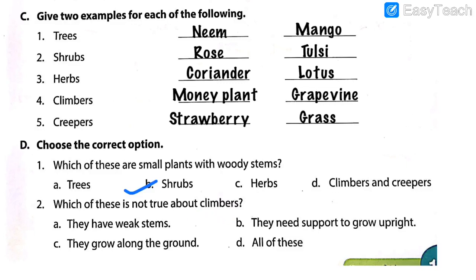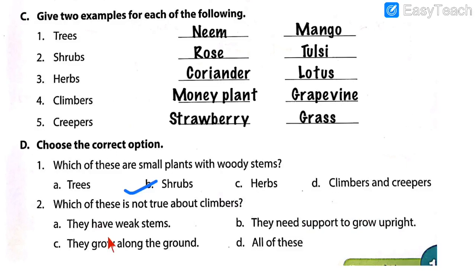So there are 4 options. You have to decide which one is incorrect, which one is the wrong option about the climbers. So before we read, I want to tell you the definition again. Plants with weak stems that need the support of other plants, walls or sticks to grow upright are called climbers. So which option is incorrect? Let's read. They have weak stems. Do they have weak stems? Yes. Then they need support to grow upright.